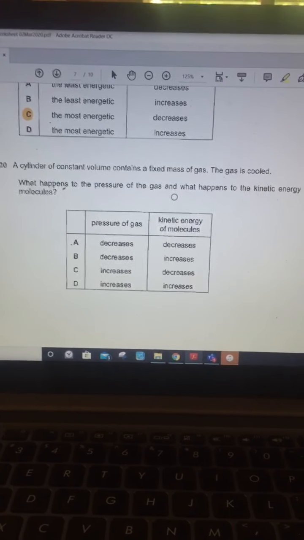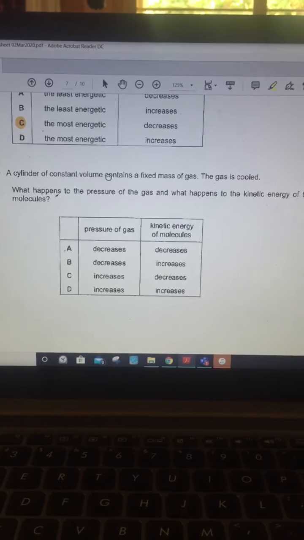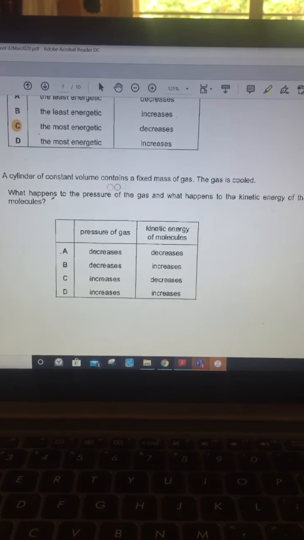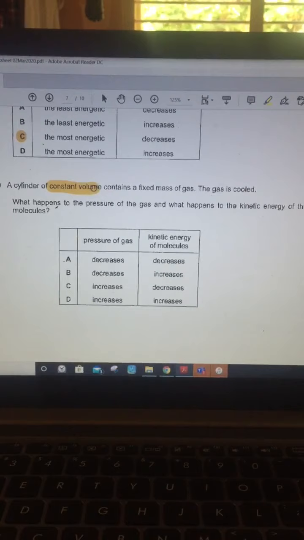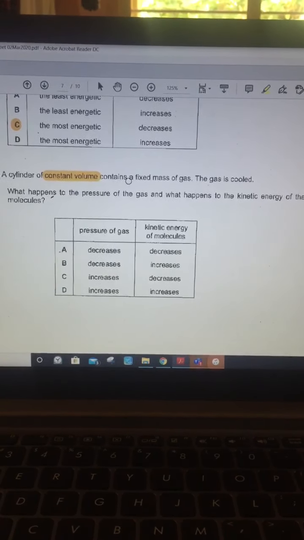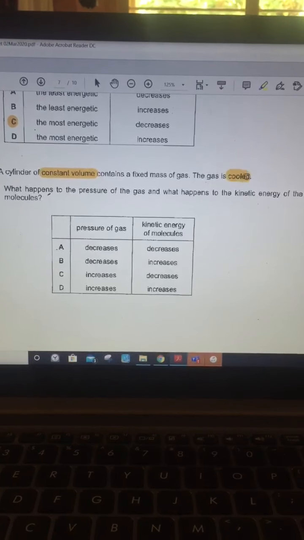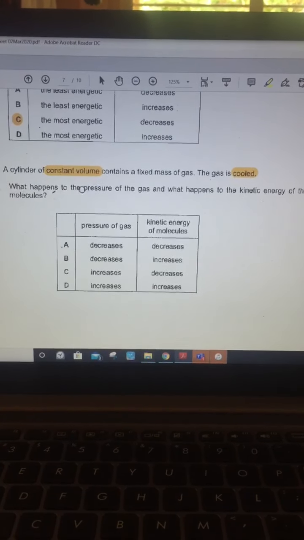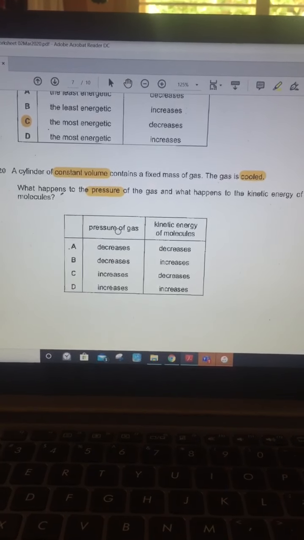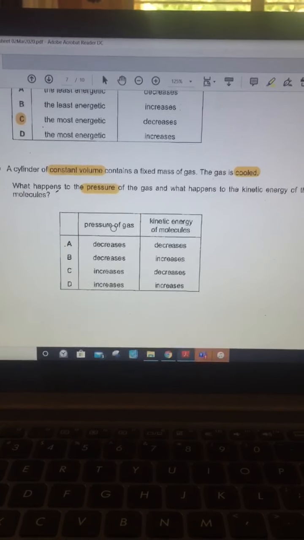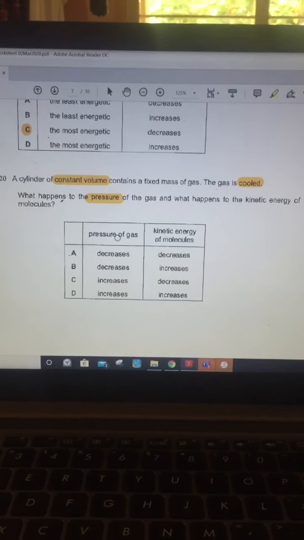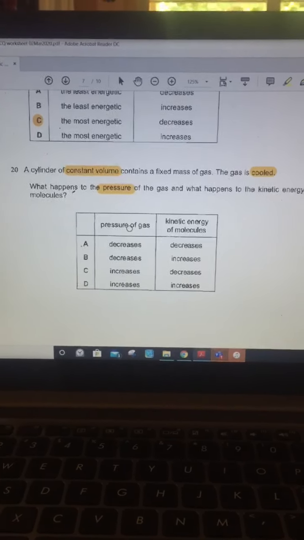Question number 20, a cylinder of constant volume contains a fixed mass of gas. The gas is cooled. Whenever you're reading questions like this, it's going to be repetitive. So you have to highlight the main things: the volume is constant, temperature is decreased. What happens to the pressure of the gas, and what happens to the kinetic energy of the gas molecules? Same question. It's a very small topic, small in the sense that the theory is very simple, so there's nothing complex to be asked.